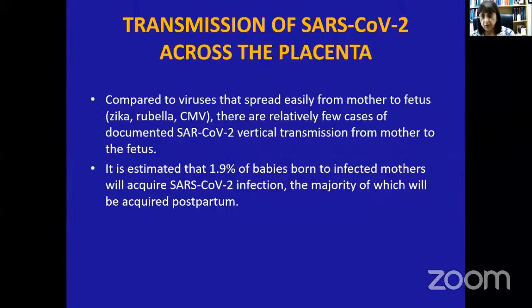Whether or not SARS-CoV-2 can cross the placenta needs to be looked at in several different ways. Now, compared to viruses that spread easily from mother to fetus, like Zika, rubella, CMV, there are relatively few cases documented of SARS-CoV-2 vertical transmission. It is estimated that 1.9% of babies born to infected mothers will acquire infection, but the majority of this will be acquired postpartum.